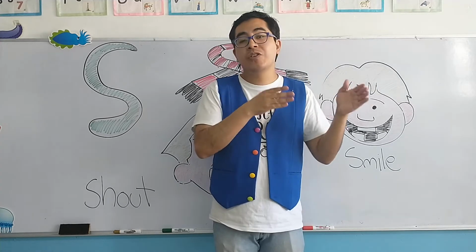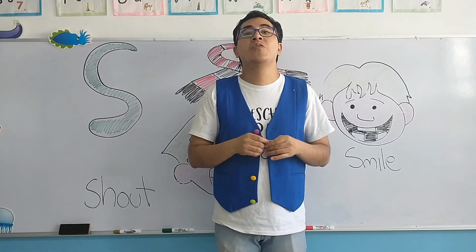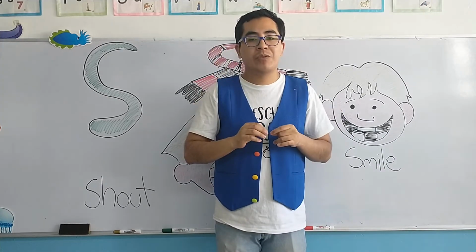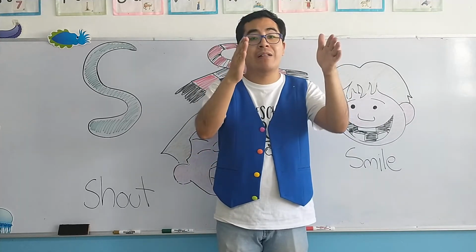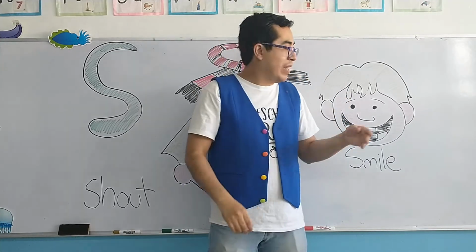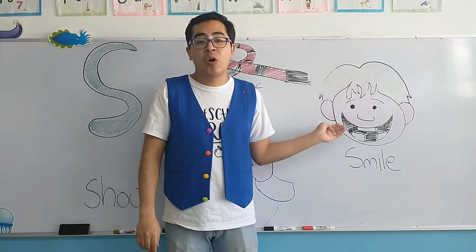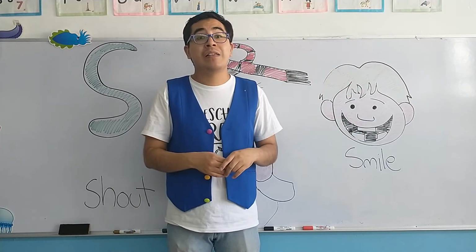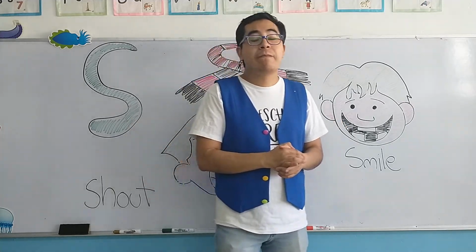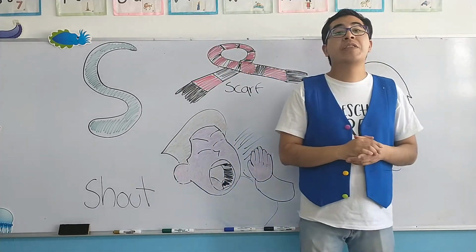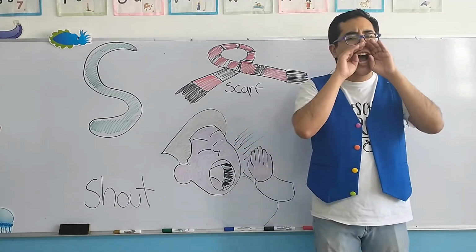So, in order to be happy, recuerden que para ser felices, we have to smile. Tenemos que sonreír. Now, of course, the word smile, sonreír. Like the boy that is right here in this drawing, the boy is smiling, está sonriendo. A big smile. Now, the final object with the capital S is the word shout.